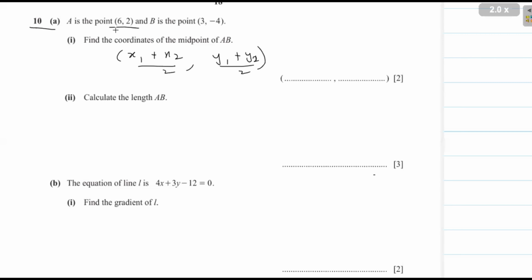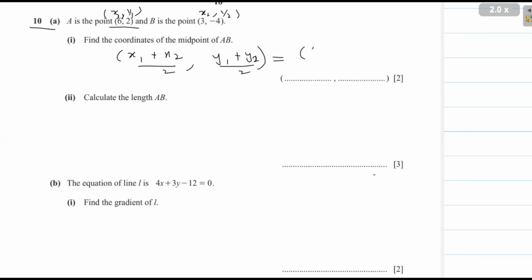Question 10 part A, point A and B is given here. Find the coordinate of the midpoint of AB. Now the formula of the midpoint of AB is x1 plus x2 over 2, y1 plus y2 over 2, where x1 and y1 is the first endpoint coordinate, and the next endpoint coordinate is x2, y2. Now we will put the values in this formula.